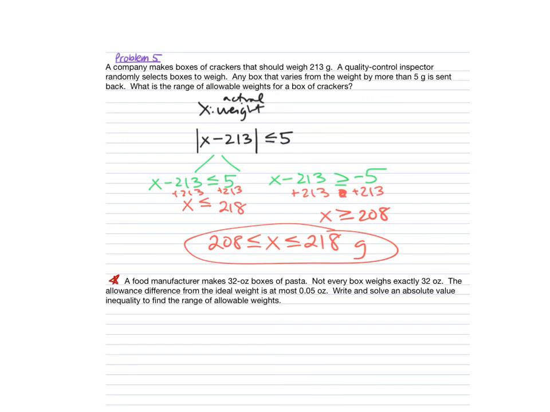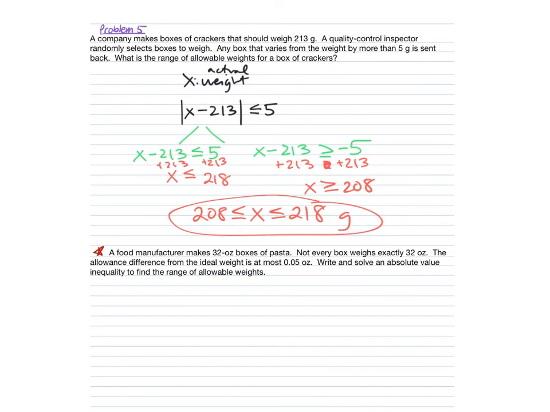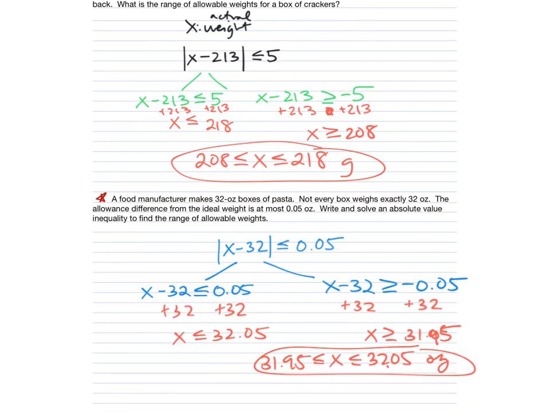Okay, so here's one last one for you to try on your own. Press pause and then check back for the solution. Okay, and then here you do the same thing but just with these different numbers. And then you basically add 0.05 to 32, you subtract it from 32, and you get between 31.95 and 32.05. Okay, that's it. Enjoy.